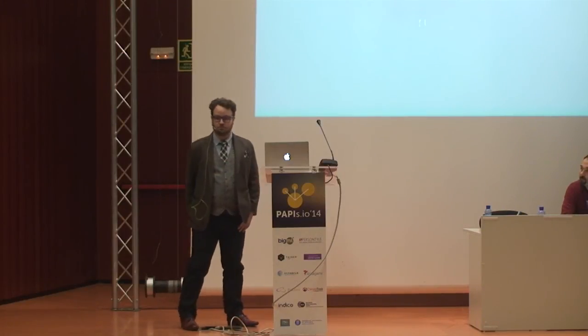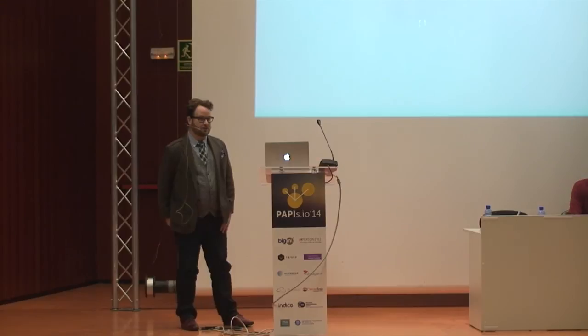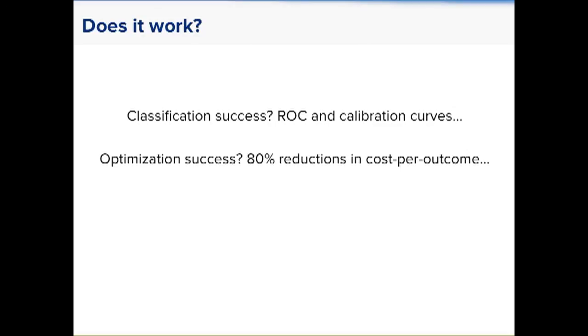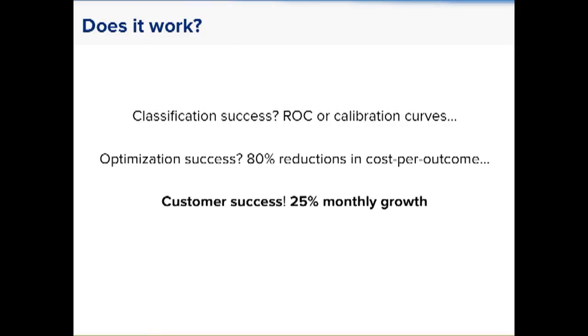So, does it work? I suppose any machine learning person really cares about the classifier. I could share ROC or calibration curves with you, but I don't find those particularly informative in the absence of context. Does the optimizer work? It does. It provides an 80% reduction in cost per outcome against a reasonable baseline, basically a manually optimized campaign. But what's most important for us is the success of our customers. So can our customers succeed with it? The answer is yes. Our customers that use the Datacratic RTB Optimizer to power their optimized bidding have seen up to 25% month-over-month growth in their business, and we consider that to be the best measure of our success.